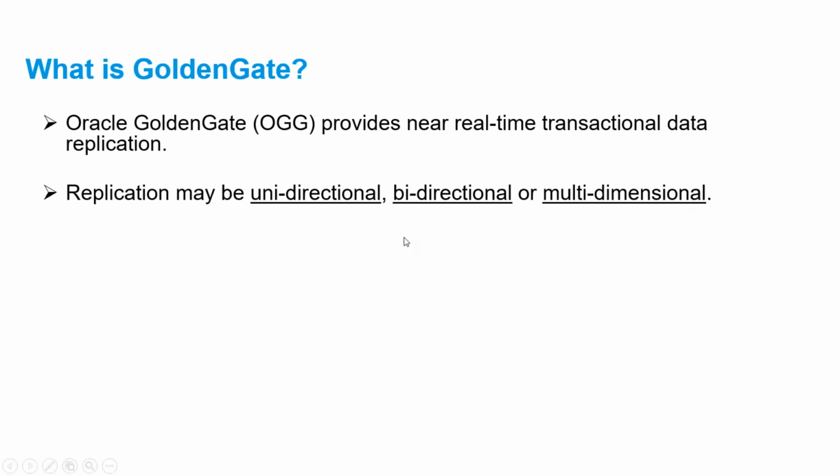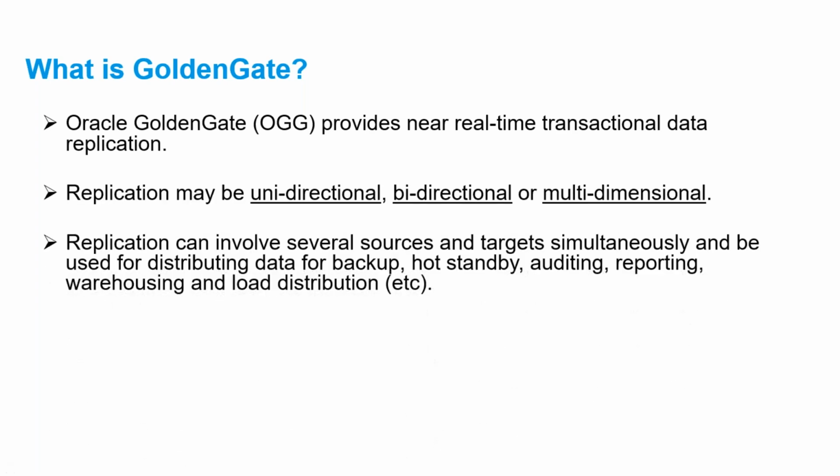With Goldengate, replication may be unidirectional, bidirectional, or multidimensional. That is the advantage with Goldengate, that it supports unidirectional, bidirectional, or multidimensional replication. Unidirectional means one-to-one replication, bidirectional means both sides can be active, and multidimensional means multiple sides are involved in the replication. You can also choose multiple topologies in Oracle Goldengate like broadcasting, consolidation, cascading, whatever you want to choose.